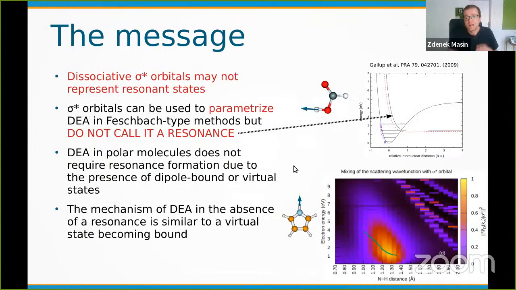However, the message of this talk is that when you compute molecular orbitals, you have to be careful with their interpretation when you are trying to interpret unbound states. So dissociative sigma star orbitals may not represent resonance states. What was done in the calculations of Gallup et al. was that it was used to parameterize, in a Feshbach type method, the dissociative electron attachment. But please do not call this state a resonance. It's your choice of basis.